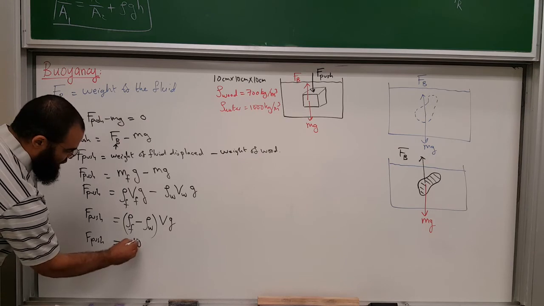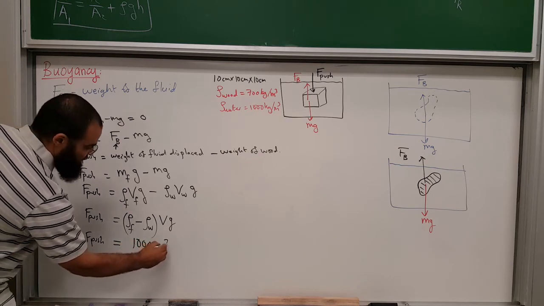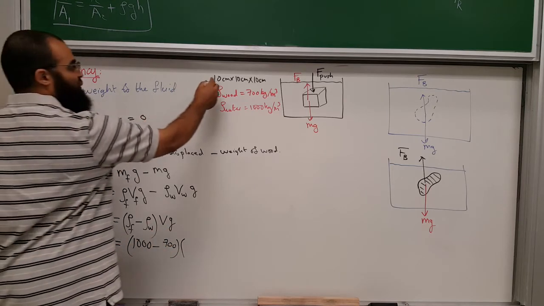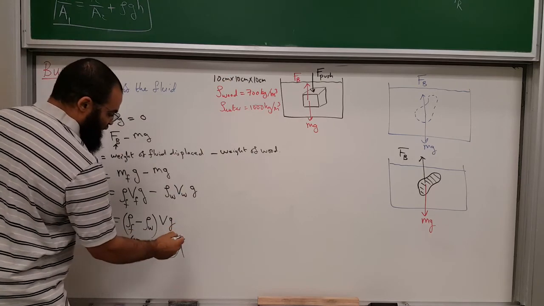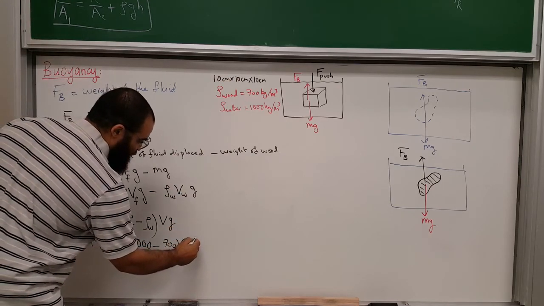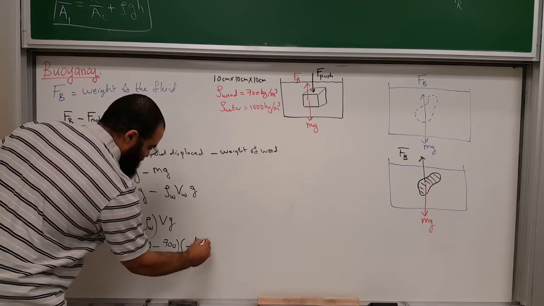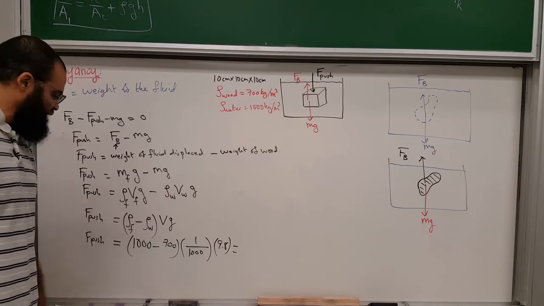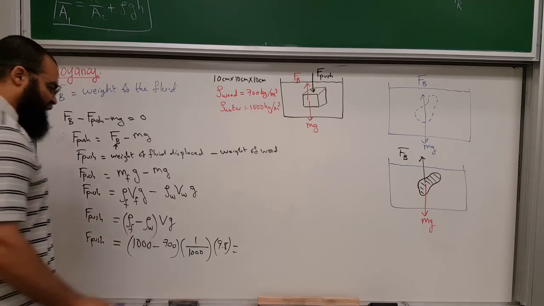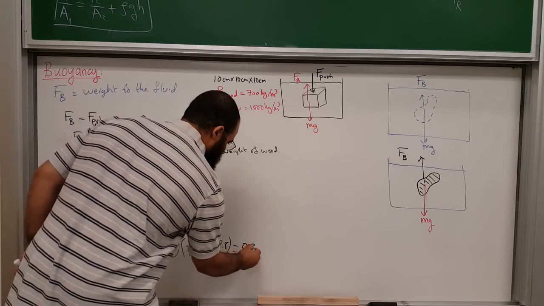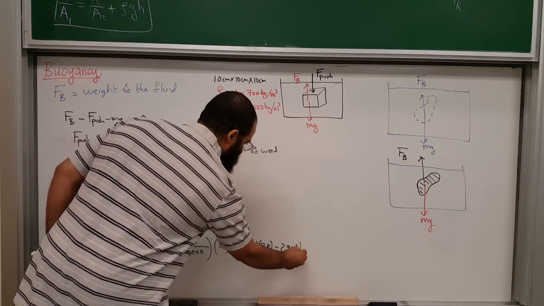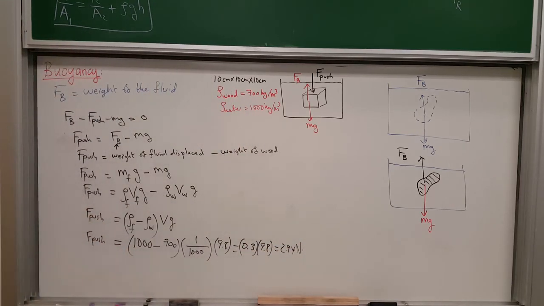Okay, the density of the fluid, well, we have water here, is 1,000. Density of the wood is 700. The volume is 10 by 10 by 10, that's 0.1 meters by 0.1 meters by 0.1 meters. 0.1 times 0.1 times 0.1 is 1 over 1,000. And then g is 9.8, and we have 1,000 minus 700 is 300, and 300 divided by 1,000 is 0.3. 0.3 times 9.8, and I think that's 2.94 newtons. But let me double check it. Yes, it is 2.94 newtons.